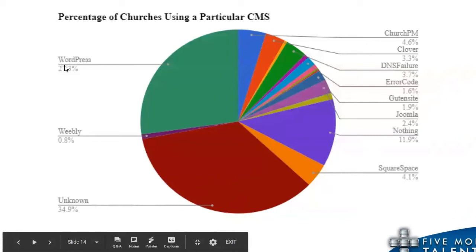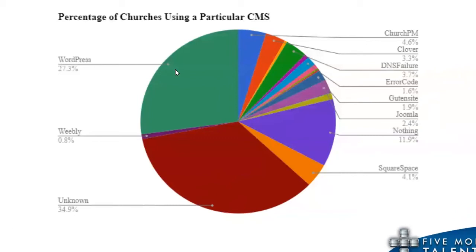But one of the findings I want to highlight to you is that 27% of churches use WordPress as a content management system. And that's the content management system that we use. One thing should be very clear here: it appears that the vast majority of churches are already using a content management system.